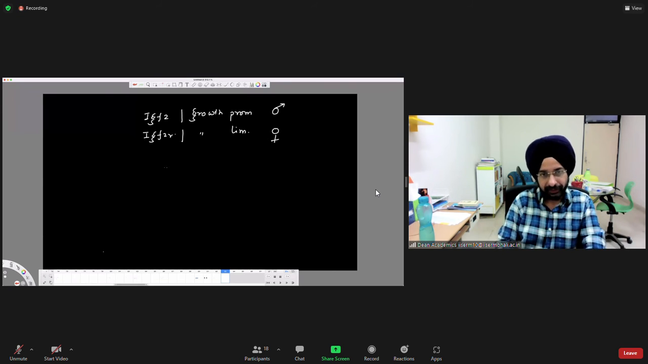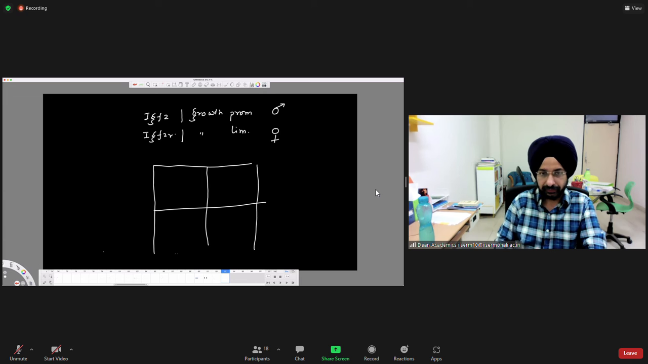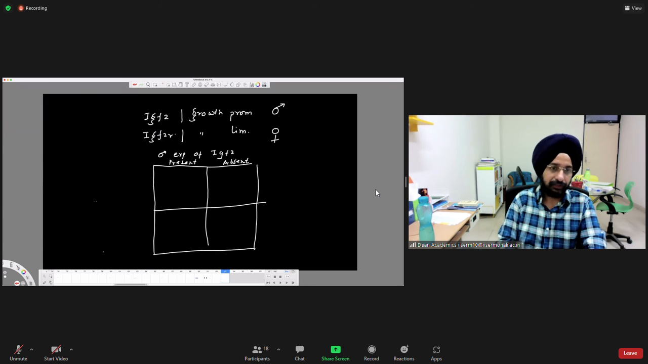Now I'll ask you something. Let's say I make a matrix now. So I say paternal expression of IGF2: present, absent. And likewise, maternal expression of IGF2R, which actually binds to IGF2, so it blocks it.